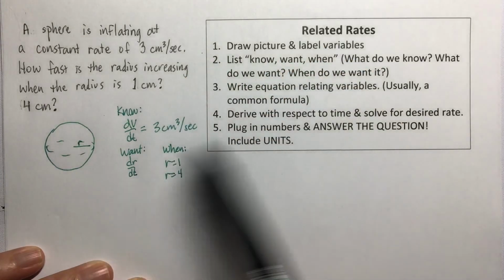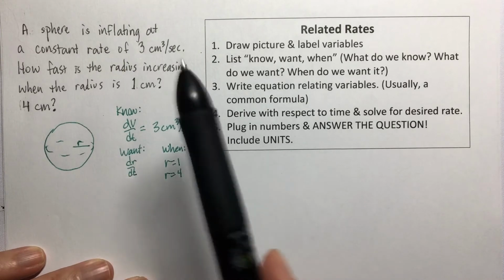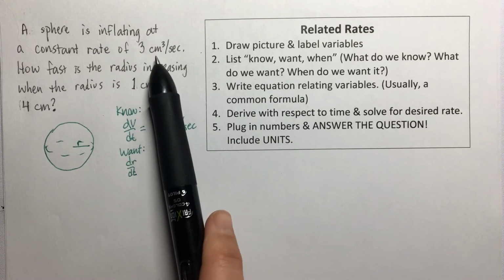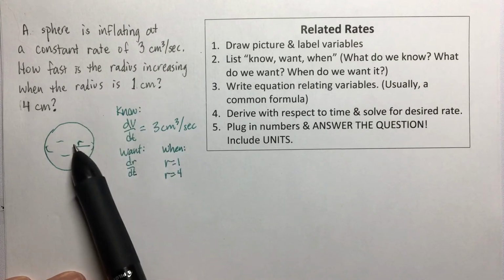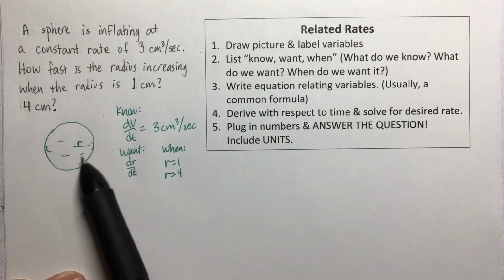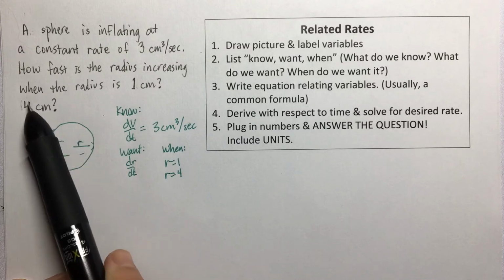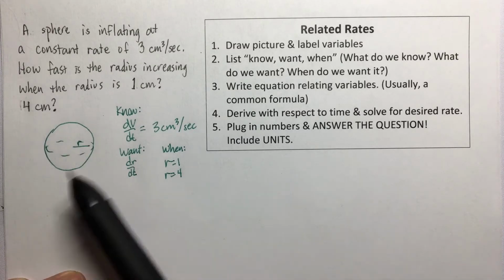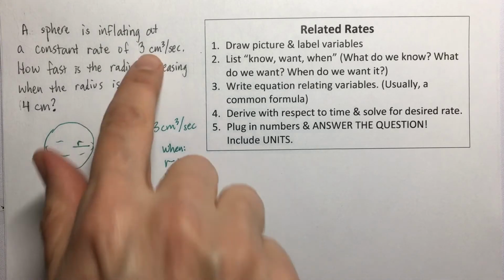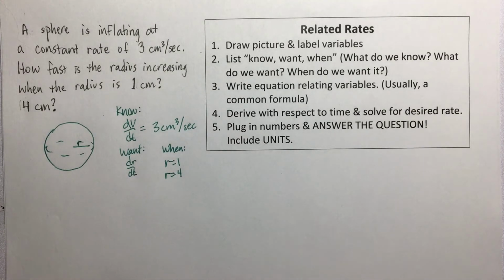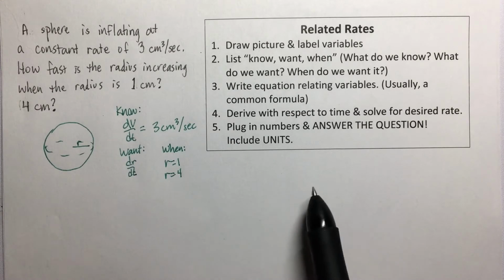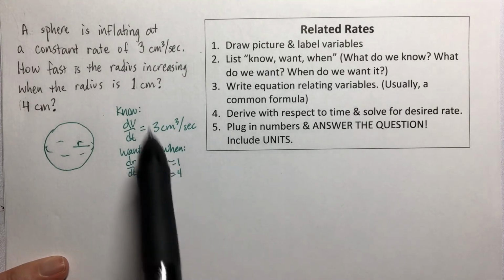Once in a while, you'll have multiple things. So obviously, if you're increasing at a constant rate for your volume, at 1 centimeter for your radius, the radius is going to be increasing a lot faster than when the radius is bigger. Because if you have a really big sphere and you add 3 cubic centimeters per second, your radius is hardly going to change at all. So it's kind of good to pay attention to these kinds of things to just see if you're making any sense. Okay, so we listed the know, want, and when.